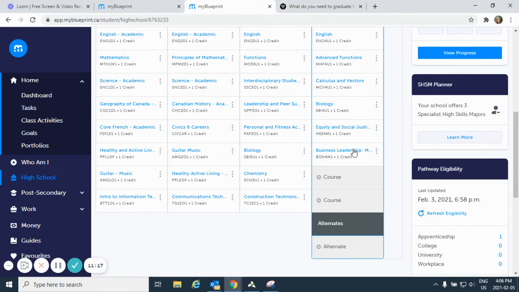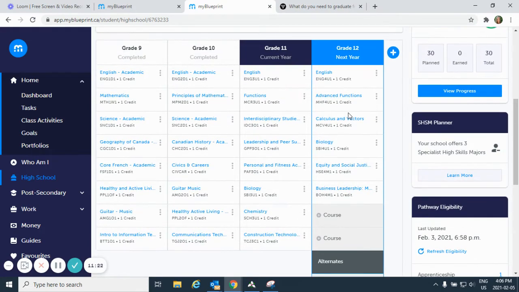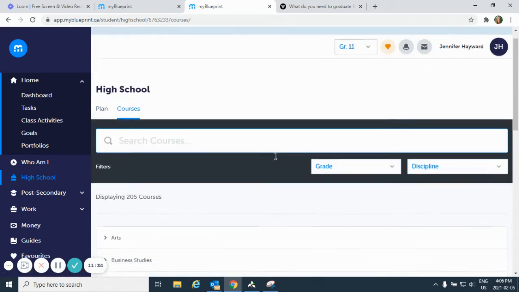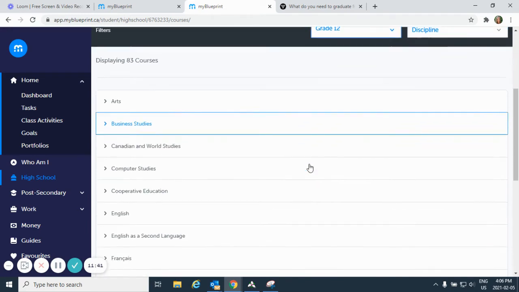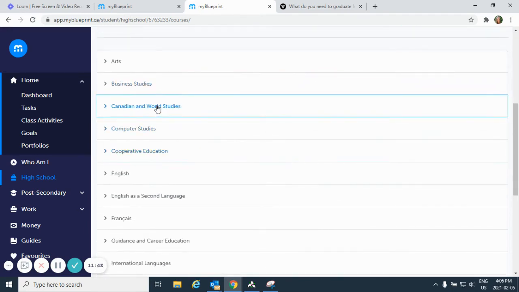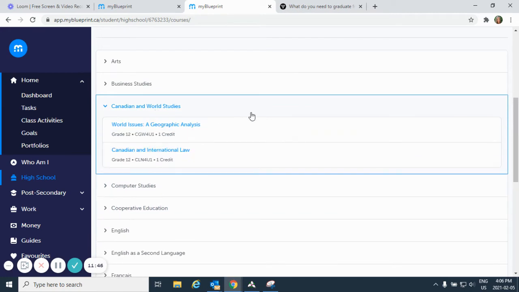I now have 6 courses in my grade 12 plan, but I remembered that my guidance counselor said it's a good idea to have 7 courses so the universities can take the average of my top 6 marks. I'm going to add 1 more. Again, always a good idea to put the grade 12 filter on. And I'm going to check out what's in the Canadian and World Studies folder. World Issues and Canadian Law.